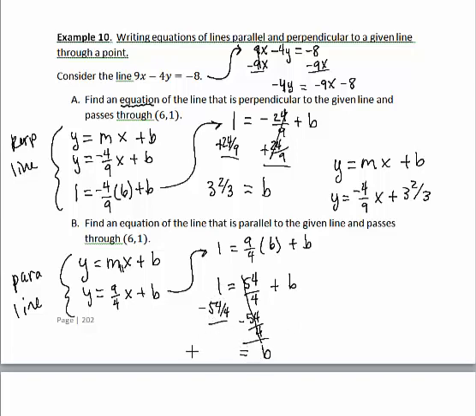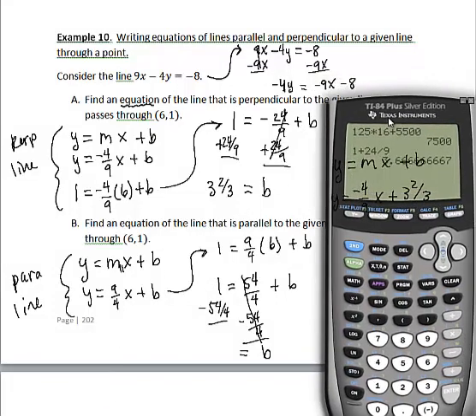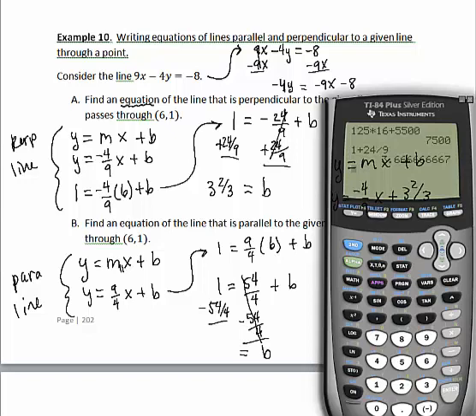What is 1 minus 54/4? We won't fool around with the fractions. We'll just use our calculator to figure this out. We have 1 minus 54/4, enter. And we get -12.5.